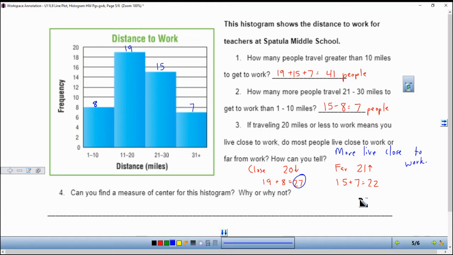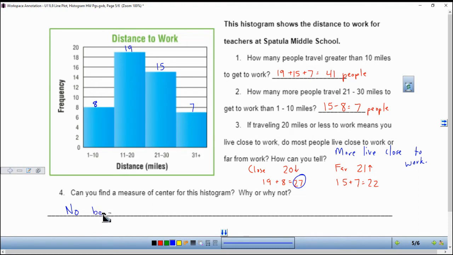All right, last question here of this histogram. It says, can you find a measure of center? So what it's saying is, can you find the mean or the median? And the answer is no. Why can you not find the mean or the median?